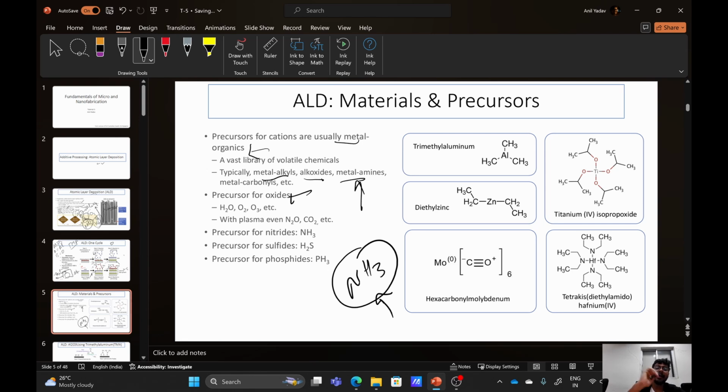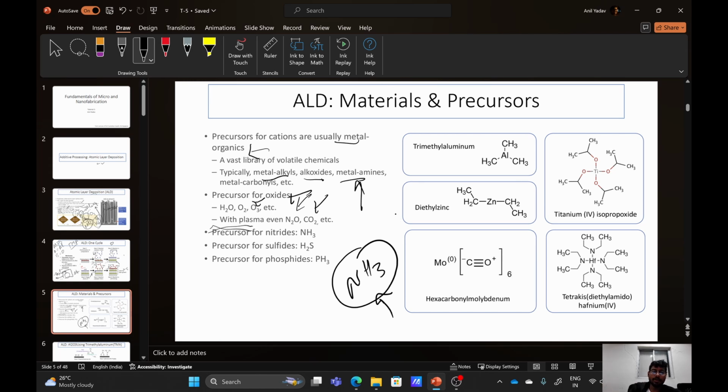And for oxides, H2O, O2 or O3 is generally used to oxidize the precursor on the substrate. And with plasma, N2O and CO2 can be used. In plasma enhanced ALD, which we will see, a lower temperature is required, because in thermal ALD we provide the energy with temperature, but in plasma ALD we can provide the energy with the plasma.